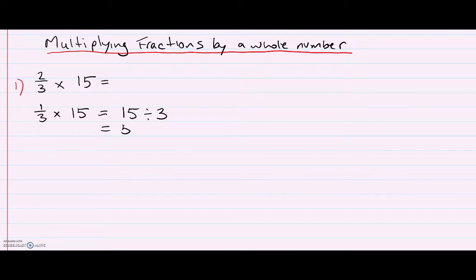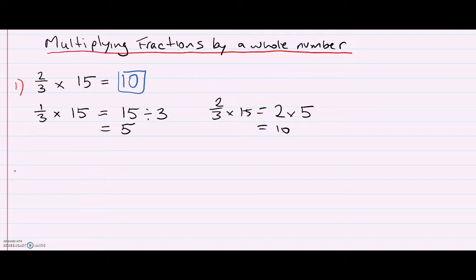That's what 1/3 is. So 2/3 of 15 is going to be 2 lots of my first answer, 2 lots of 5, which gives me 10. So my answer for 2/3 of 15 is 10.